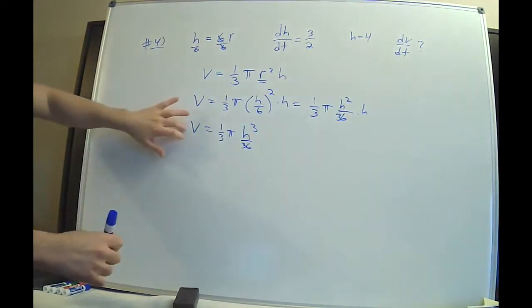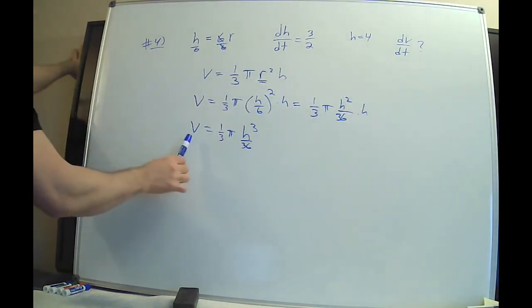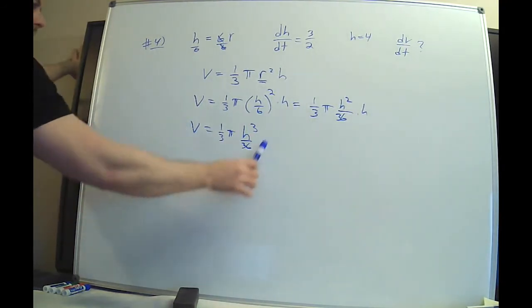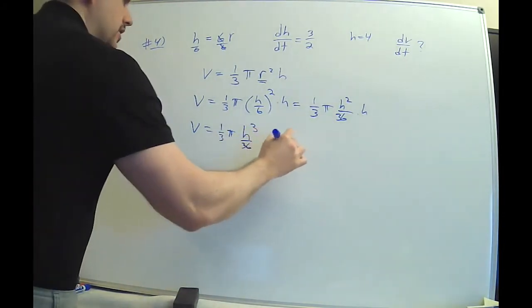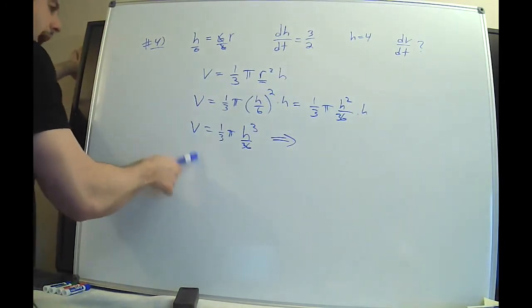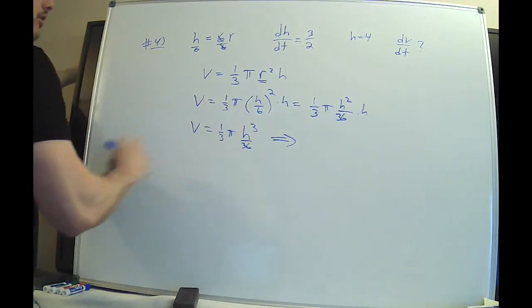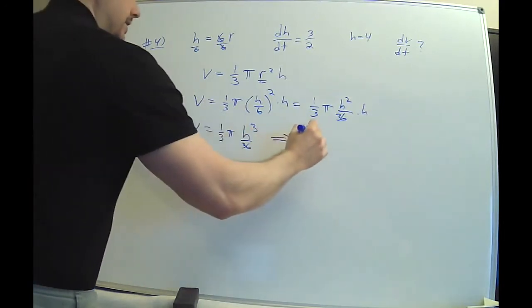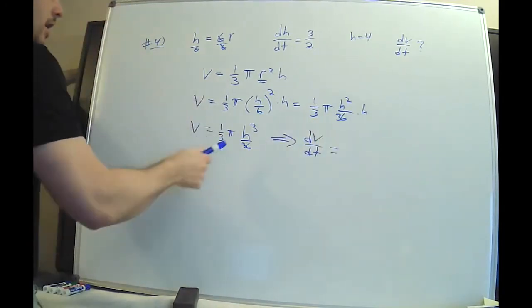Now, another mistake people make. They're already writing dv dt here. Please don't write dv dt and dh dt until you've taken your derivative. If you do this, then you show me that you don't understand what you are doing. So now that I have my formula simplified, even though I didn't do 36 times 3, dv dt is the derivative of v.